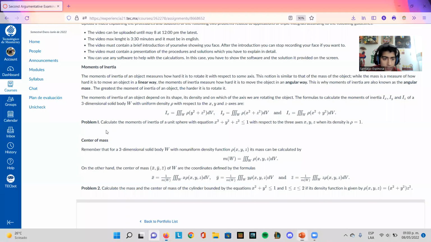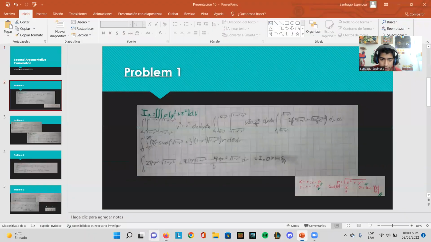Well, problem one tells us that we need to calculate the moments of inertia of a unit sphere with these equations with respect to the three axes when the density is 1. For the first problem, we need to use the triple integral and we use these limits. We use these limits because they are the limits of the sphere, but notice that the 1 is the radius. I put 1 because the problem tells us that this is a unit sphere.